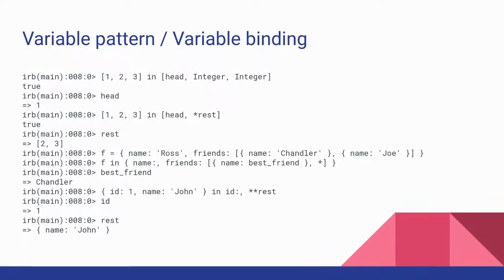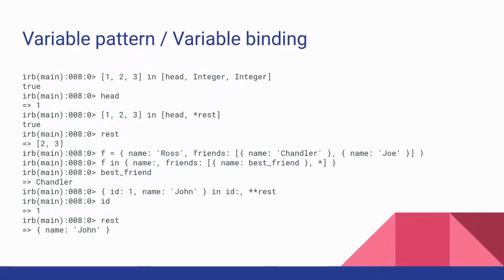Last but not least, we can use pattern matching to bind matched values to local variables. In our first example here, we're using pattern matching to extract the first item of this array into a local variable called head. And at the same time, we're matching that the other items are both integer values. We're using the array pattern matching, and at the same time, we're extracting the first value into a head local variable.